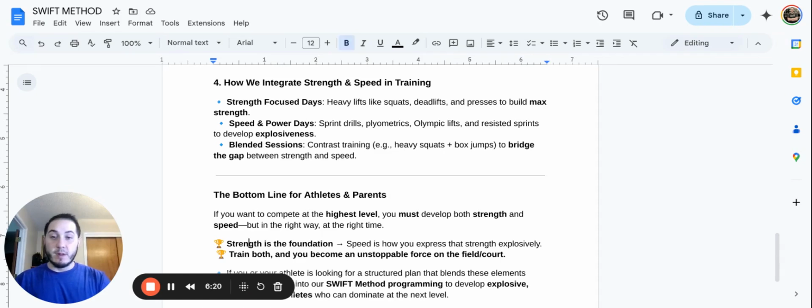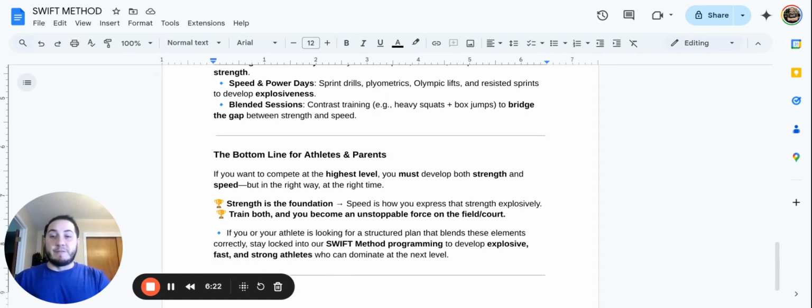Okay. The bottom line for athletes and parents: if you want to compete at the highest level, you must develop both strength and speed appropriately, and they must respect each other. I'm going to throw that in, even though it was not written down. But that goes into the right way and at the right time. This comes with experience. This comes with wisdom. This comes with really making sure that both of them are checked off.